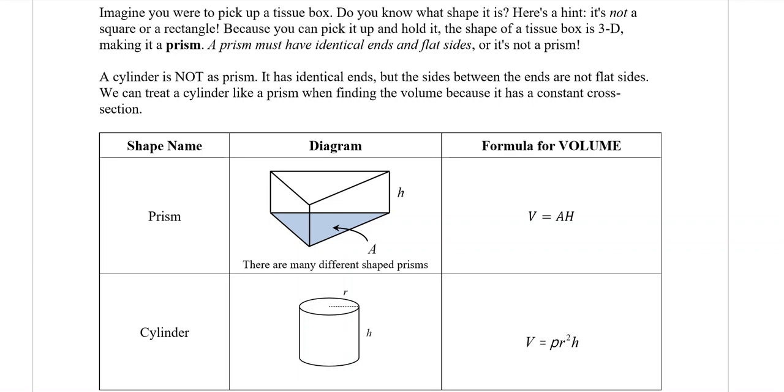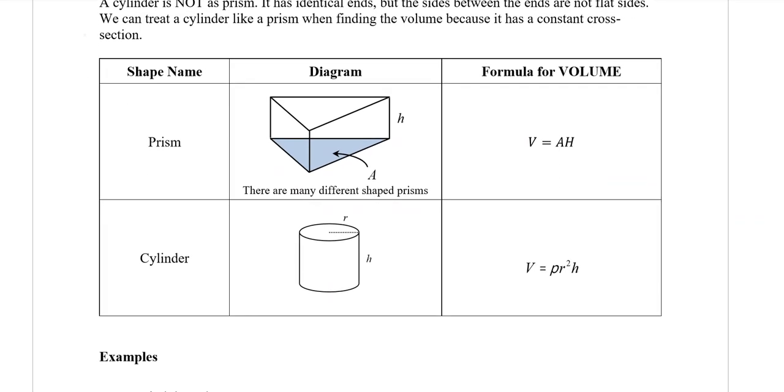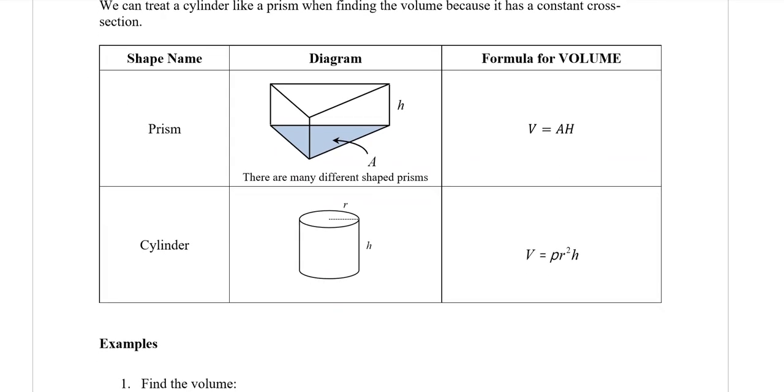A cylinder is not a prism. It has identical ends, but the sides between the ends are not flat. We can treat the cylinder like a prism when we find the volumes because it has a constant cross section. So that's why we have two different formulas here. We have just any old prism, and then we have our cylinder that has a very special one.